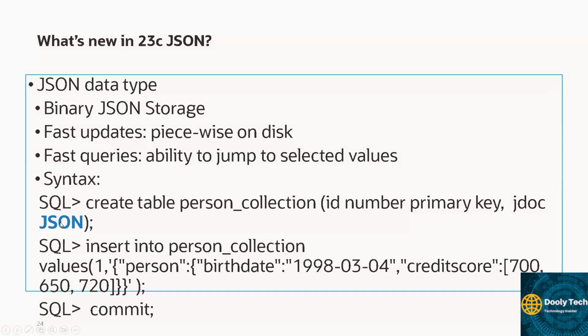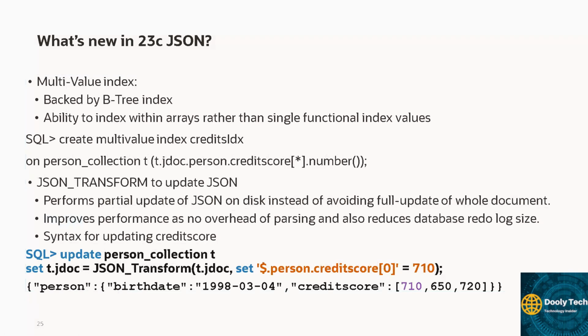Previous to 23c, we would have had CLOB or VARCHAR or BLOB or something here. And there are some limitations to the size of the new JSON data type. I ran into a customer a couple of weeks ago, and I think it's 32 meg, which is the maximum size that we can have for the JSON data type. There's also the multi-value function index, and that is available in 23c.